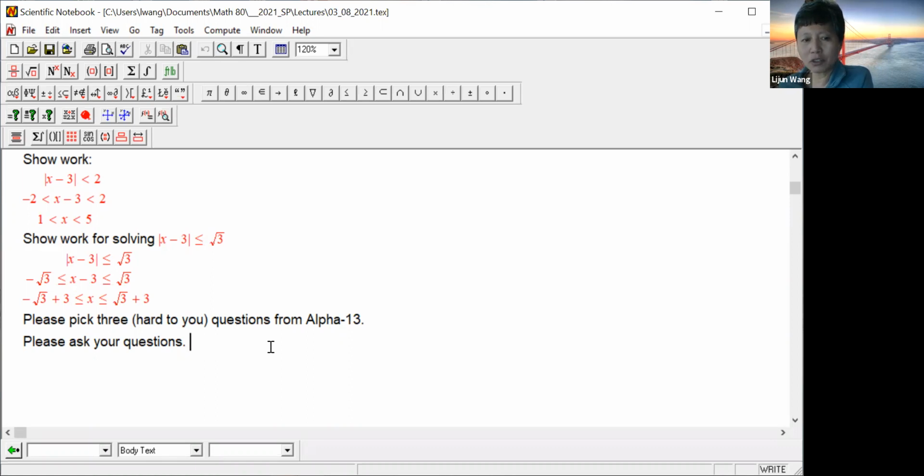And next we're going to get to Alpha 14A. And you will see there's a slight difference here. This time it is larger than. So before we do that, I think we should probably take a break. Let's take a break for 10 minutes.